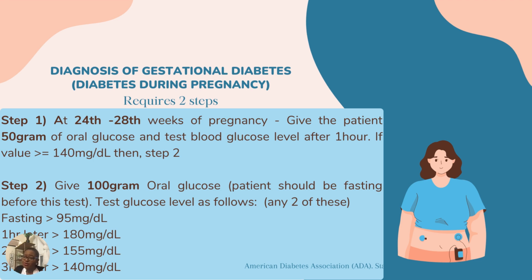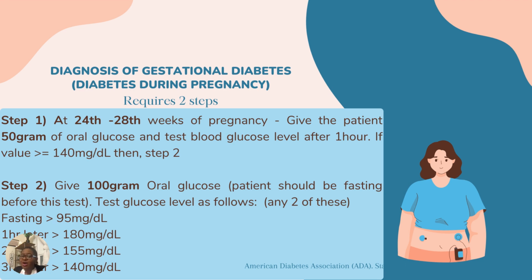already we've known that her fasting blood glucose was greater than 95 milligram. And then 1 hour later, after we give her the glucose, we check her sugar level, and we saw that it is greater than 180 milligram per deciliter. Then we can diagnose her with gestational diabetes.